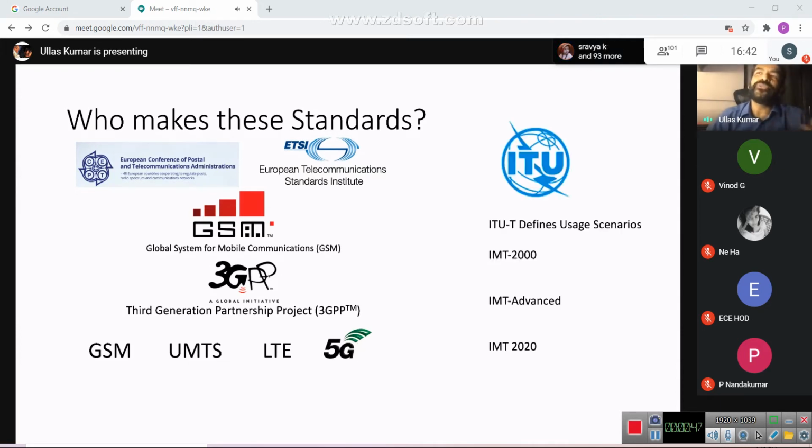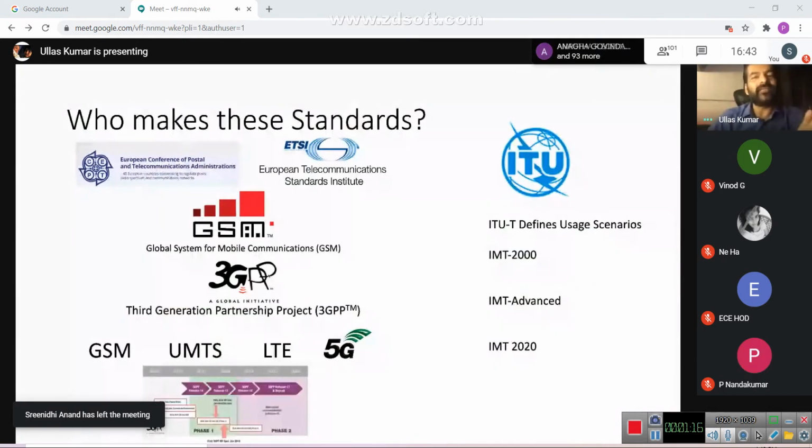At the same time, the ITU, International Telecommunications Union, is also involved in the mobile network standards in terms of defining the usage scenarios. Why we need each of these standards, the end goals of these standards, are defined by ITU-T. So the IMT 2000 standard defines 2G, IMT Advanced defines 3G, IMT 2020 defines the 5G standard. If you look at the times, the 5G standard is still being done, and it is supposed to finish only by 2022.